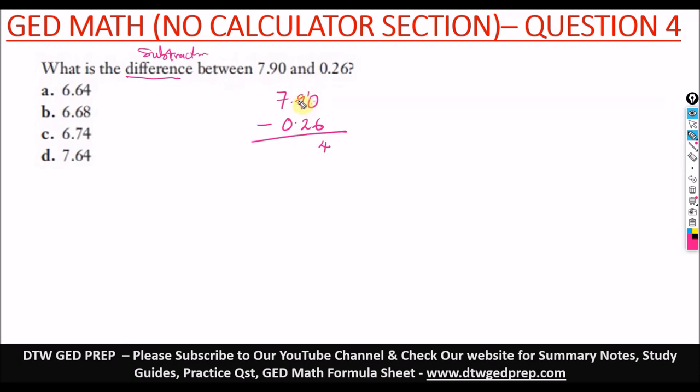Remember, we borrowed the 1 here, so we are going to be left with 8 here. So we have 8 minus 2, and that will give us a 6 point. Then 7 minus 0, that's going to give us what? 7. So our answer here is what? 7.64. So the right option here is option D.